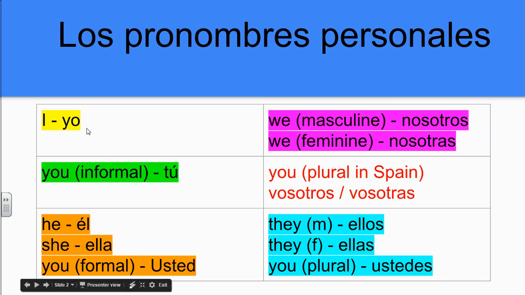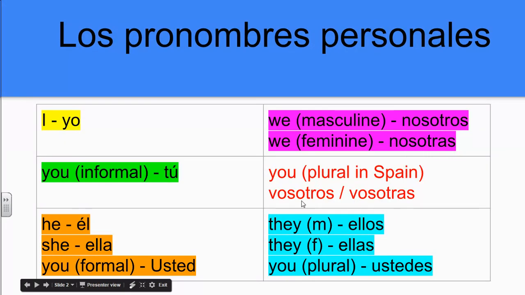So one more time through the list. Yo, tú, él, ella, usted, nosotros, nosotras, vosotros, vosotras, ellos, ellas, ustedes. Just as a side note, this means that the Spanish speakers in Spain have to consider 5 forms. One person informally, one person formally, more than one person masculine informally, more than one person feminine informally, and more than one person formally.